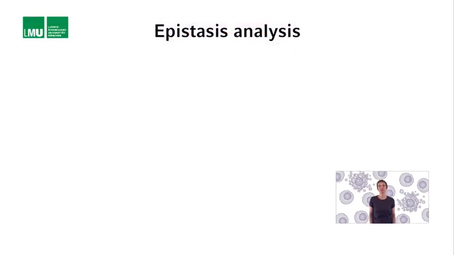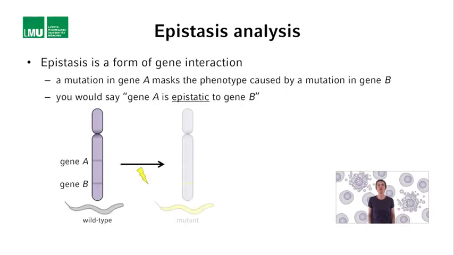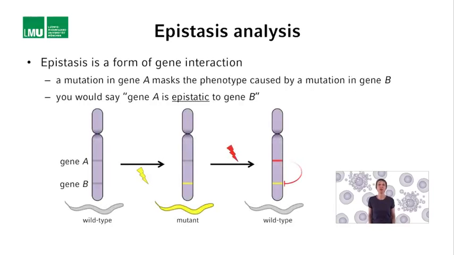What is epistasis? Epistasis is a form of gene interaction in which a mutation in gene A masks the phenotype caused by a mutation in gene B. In this case, gene A is said to be epistatic to gene B. And the implication of epistasis is a negative or antagonistic interaction of genes, in this case gene A and gene B, in some biochemical or developmental sequence.